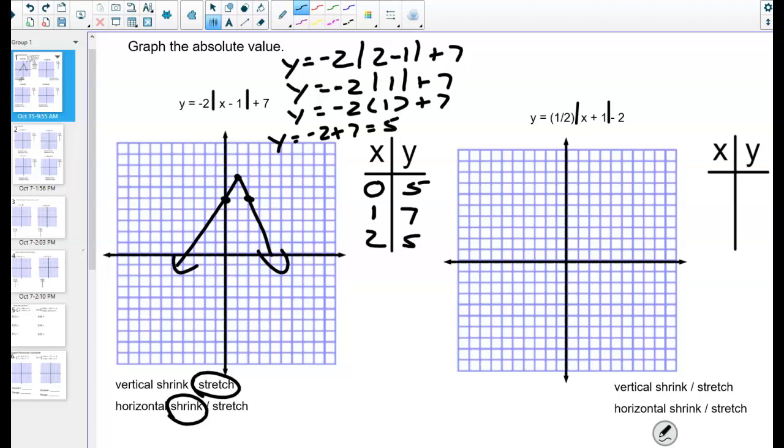Now, here, my vertex is -1, -2. The number in front of my absolute value is less than 1. And if the absolute value of that number is less than 1, the absolute value of 1/2 is less than 1, we have vertical shrink, horizontal stretch. Since there's a fraction in front, I'm going to count down by 2, and count up by 2. And I'll plug the 1 in. y equals 1/2, the absolute value of 1 plus 1.